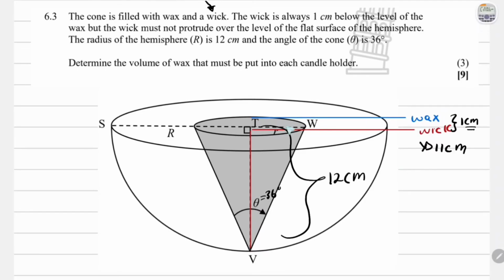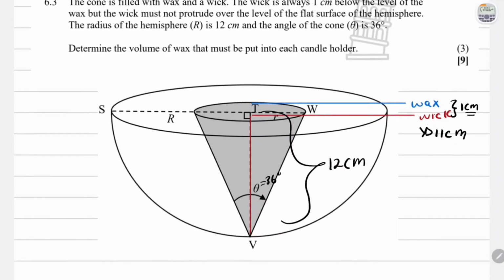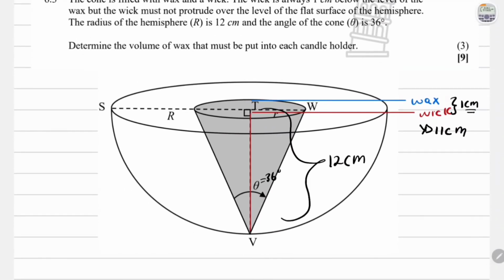And they told you that the wax must not go past the surface of that. So that's actually where the wax is going to be. If this is 1 centimeter below that, then the wax is going to be 1 centimeter lower than whatever that entire height is, whatever that radius is, that big R. So the only difference here now in finding the volume of this is that our volume for our cone, the wax filled in here, is not going to be 12 centimeters now.